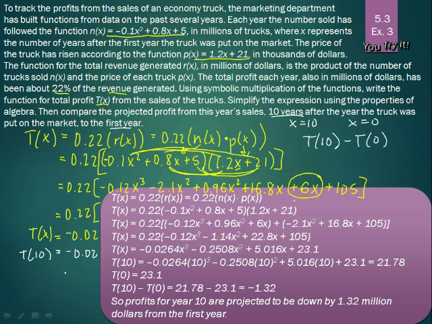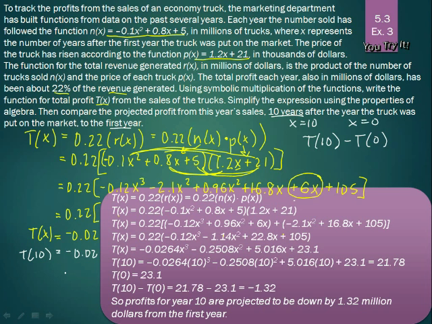T of x equals negative 264 10,000ths x cubed minus 2,508 10,000ths x squared plus 5 and 16,000ths x plus 23 and 1/10. T of 10 equals negative 264 10,000ths times 10 cubed minus 2,508 10,000ths times 10 squared plus 5 and 16,000ths times 10 plus 23 and 1/10 equals 21 and 78 hundredths.